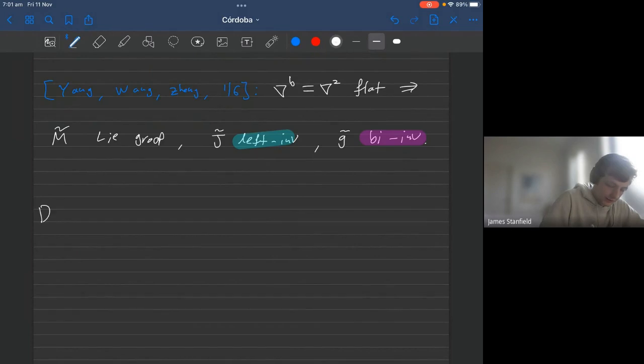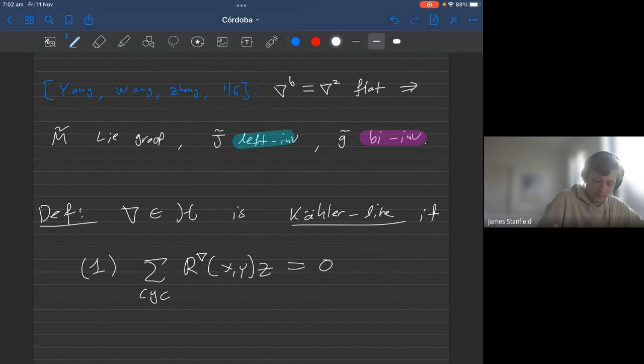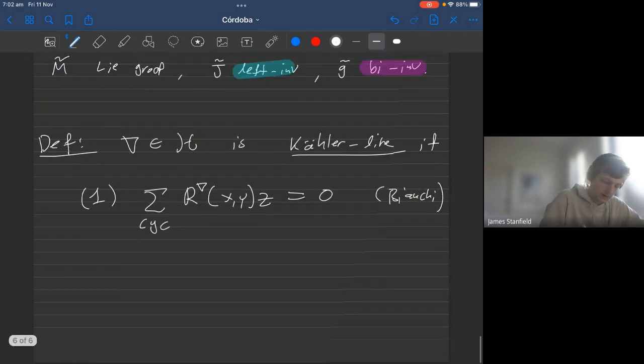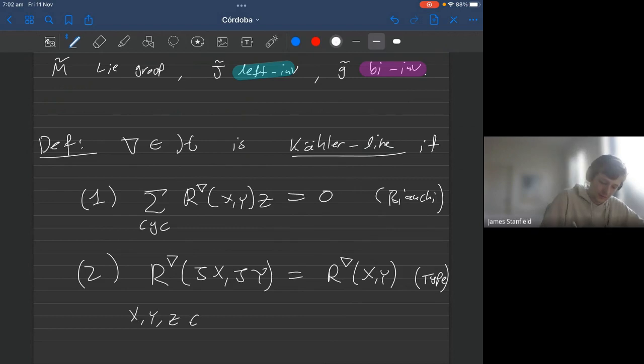which requires one small definition. We call a Hermitian connection Kähler-like if its curvature satisfies the same symmetries as a Kähler metric. So first, if we take the cyclic sum of three vectors like that, this is the Bianchi identity. And second, it satisfies this type condition, meaning it's kind of this Hermitian operator, which I'll call a type condition. This is for three vectors x, y, and z.